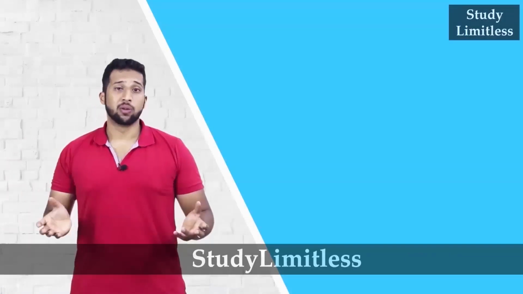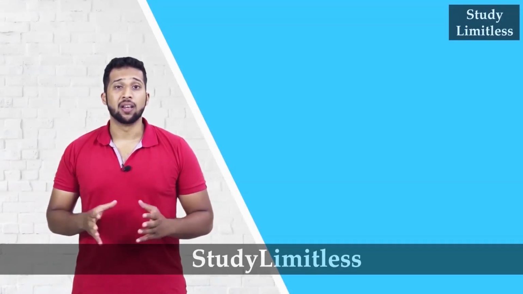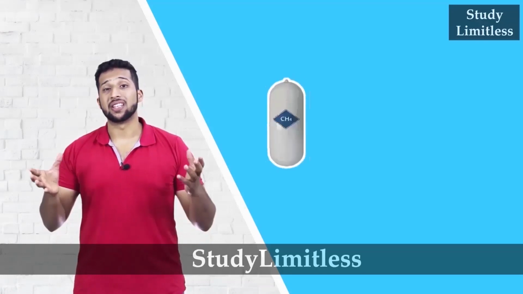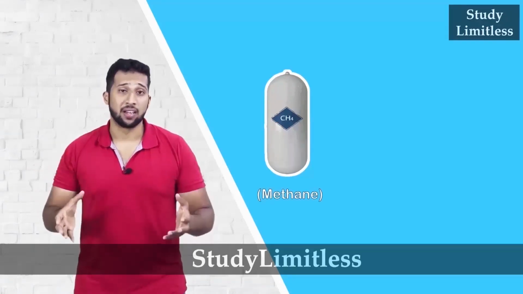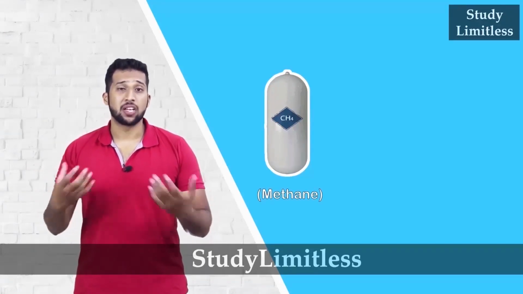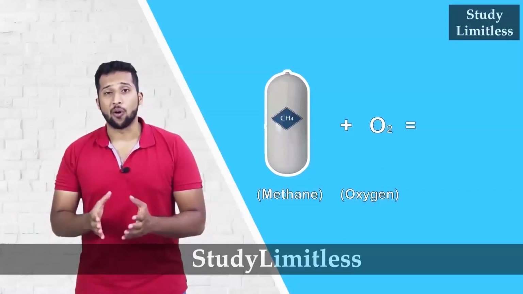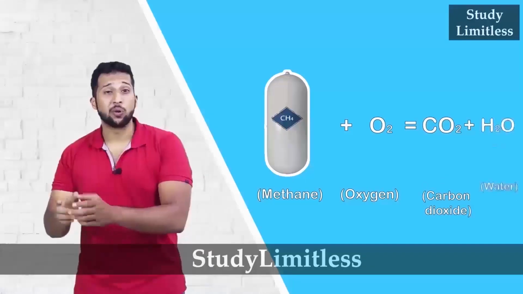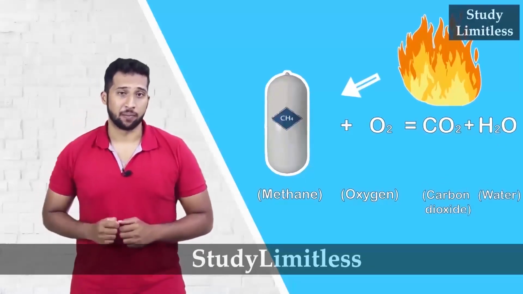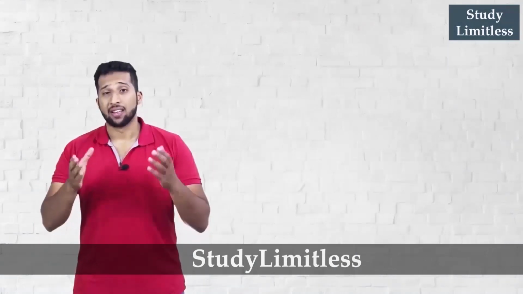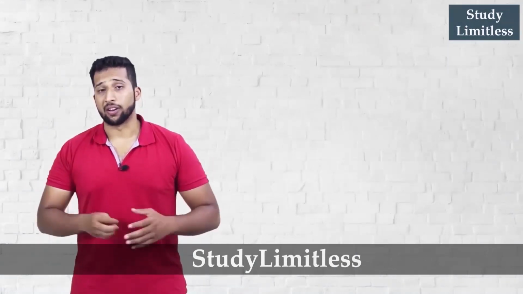Now, there's a new trend in the automobile industry. You use something called CNG, which is methane. Methane combusts, that is, you add oxygen to it and burn it to form CO2 plus H2O and heat. So this is about combination reaction and the exothermic nature of the reaction.